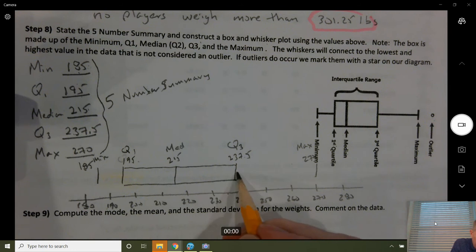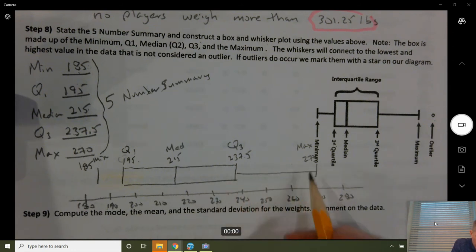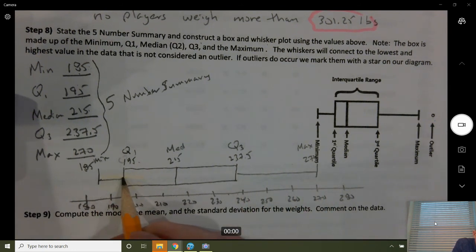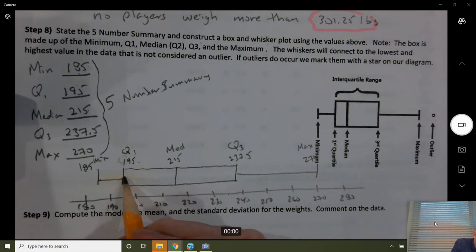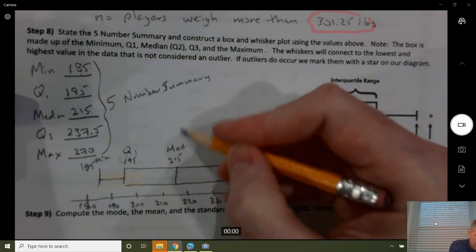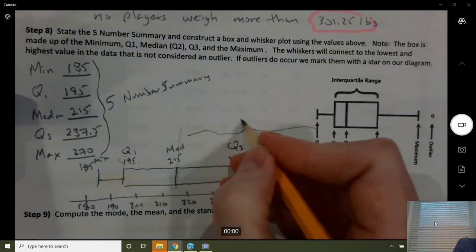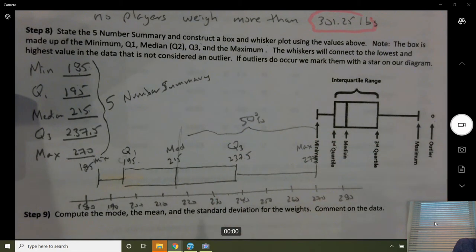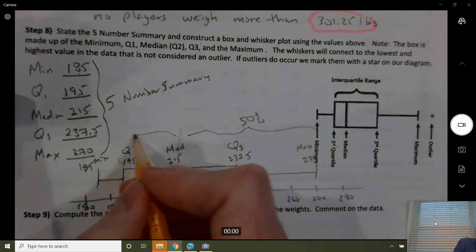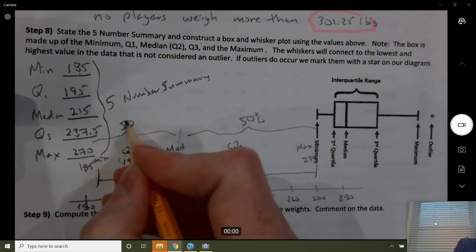And from the edge of the box out to the max, we draw a whisker. That's why it's called a box and whisker plot. The other lower end of the box, we draw a whisker out there. Now remember, the median split our data. 50% was above, 50% of the players weighed more. And then 50% was below.